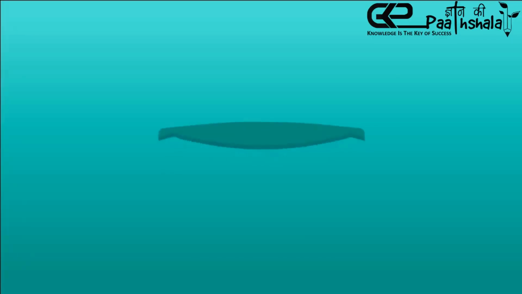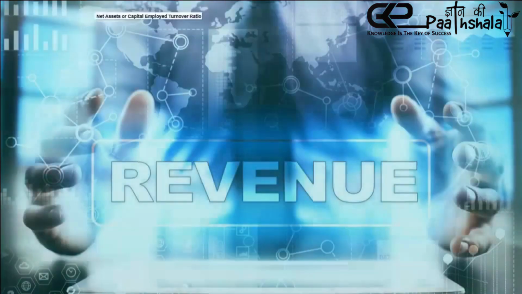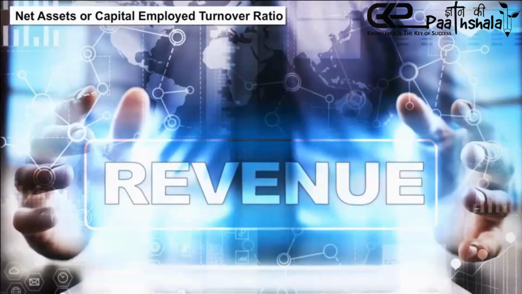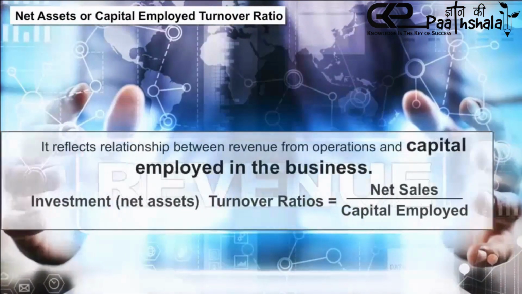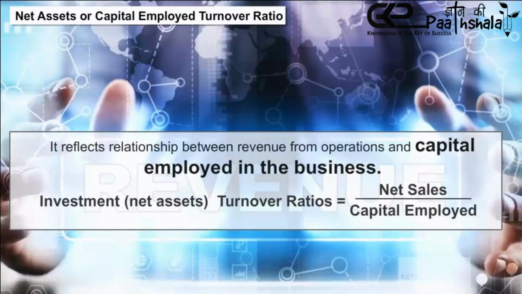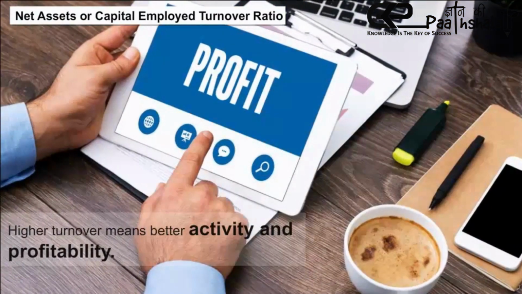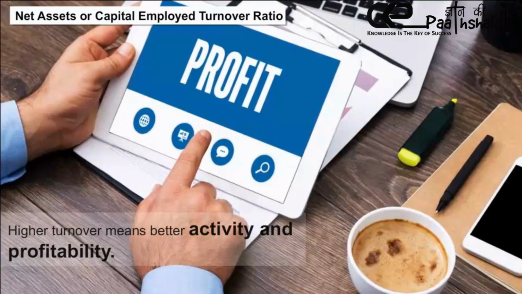Types of activity ratios. Net assets or capital employed turnover ratio. It reflects the relationship between revenue from operations and capital employed in the business. Higher turnover means better activity and profitability.